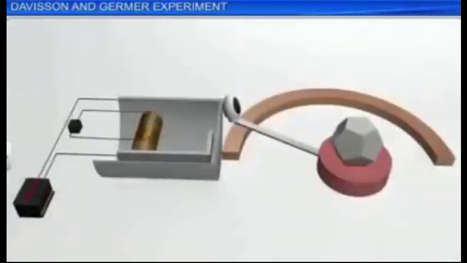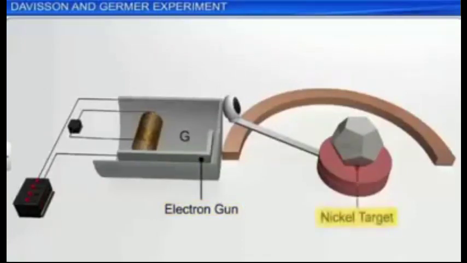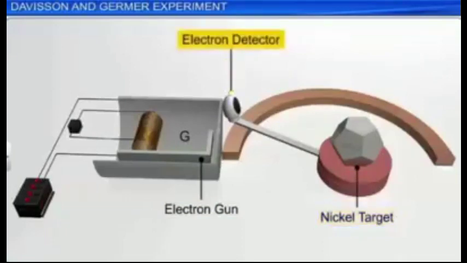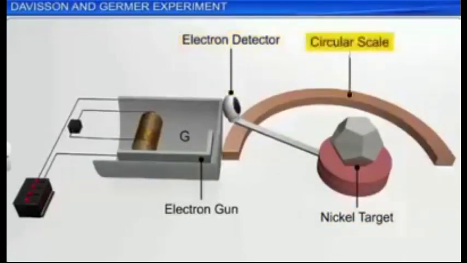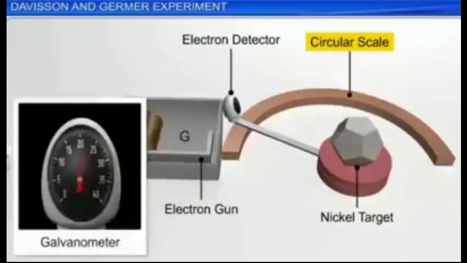The setup is similar to the experiment conducted by Davisson and Germer. The setup is placed in an evacuated chamber. It consists of an electron gun G, a nickel target, and an electron detector that is capable of moving on a circular scale. The electron detector is connected to a sensitive galvanometer used to measure current.